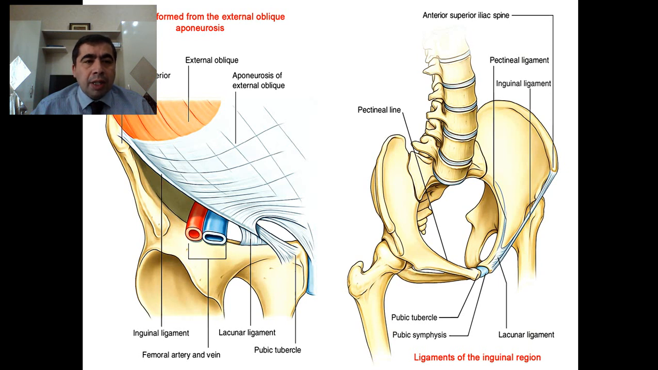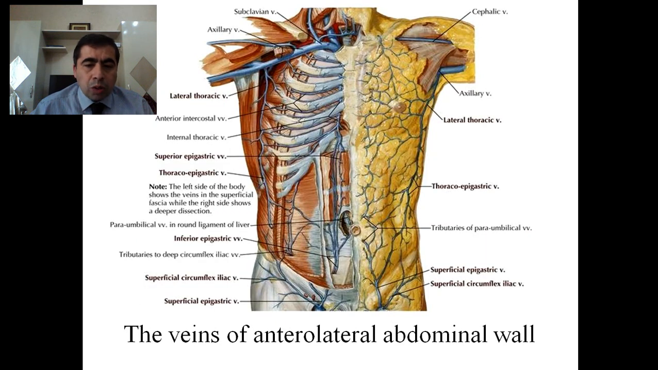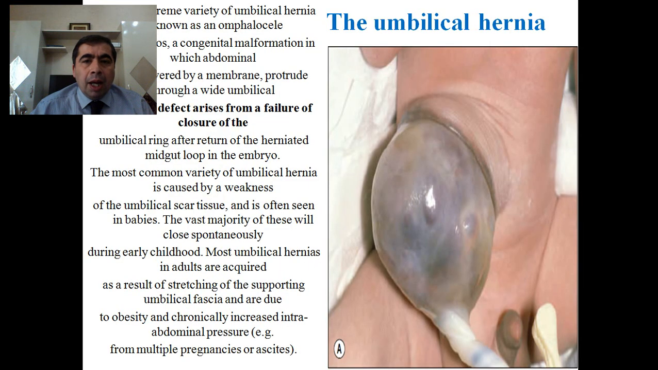Again, you are looking at the ligamentum inguinale and the gap under it. The veins of the anterolateral abdominal wall, which I have explained before, and umbilical hernia. The most extreme variety of the umbilical hernia is known as an omphalocele or exomphalos, a congenital malformation in which abdominal viscera covered by a membrane protrude.